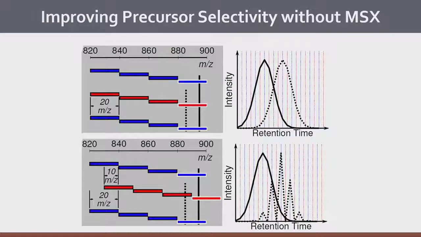So a simple idea that we had going back to 2004 was, could we stagger these isolation windows in alternating scan cycles? Again, this is very similar to a Hadamard transform type strategy. And in this case, if you were to extract the data for this precursor mass for the target peptide, which is the solid line across time, you'd pull it from this blue scan, this red scan, this blue scan, etc. So the interference will be present in the blue scans, but not present in the red scans. And this is what you see. You'll see this sort of sawtooth pattern right here.